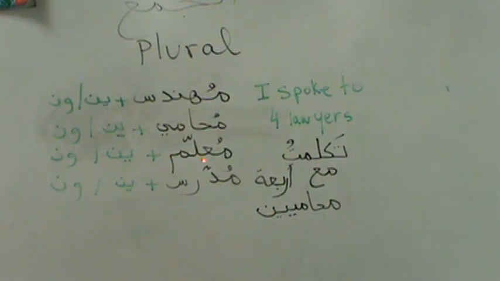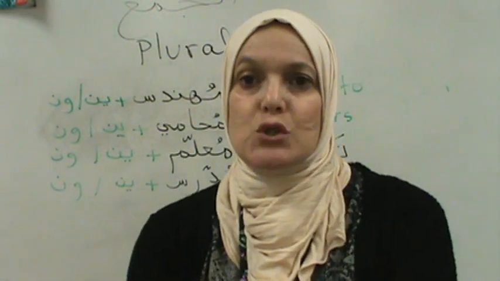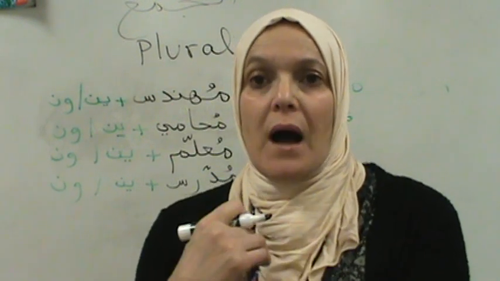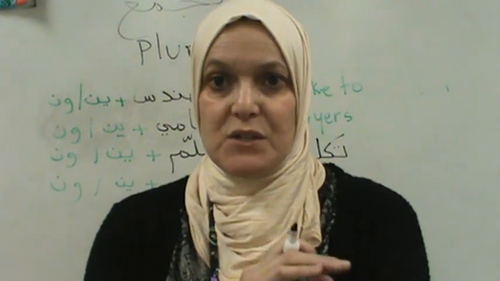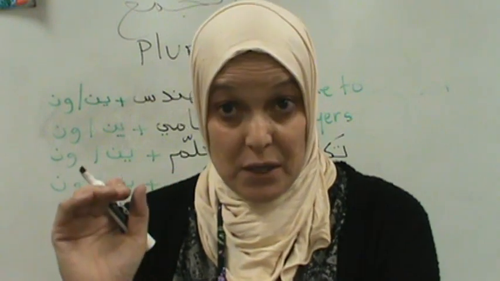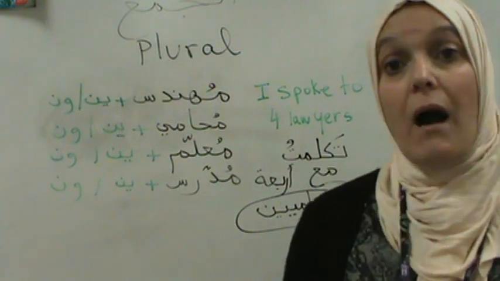If you spoke to 4 teachers, تكلمت مع 4 معلمين. If you spoke to 4 engineers, you're going to say تكلمت مع 4 مهندسين. Let's say, when do I use the in versus un? The in is when you talk like an object. To see the parts of the speech, we have the subject, we have the verb, and we have the object. In this case, محامين is the object.